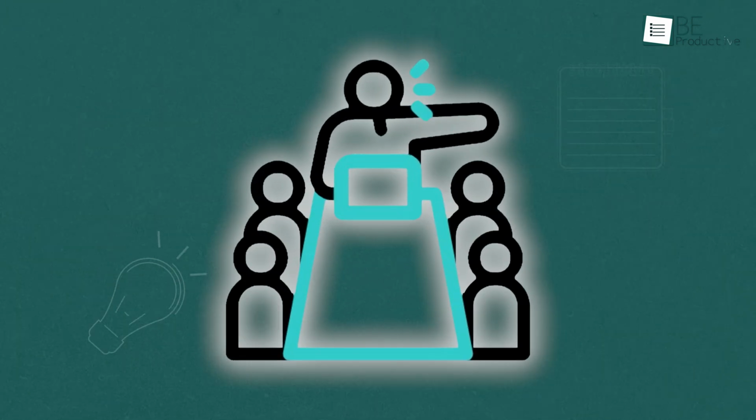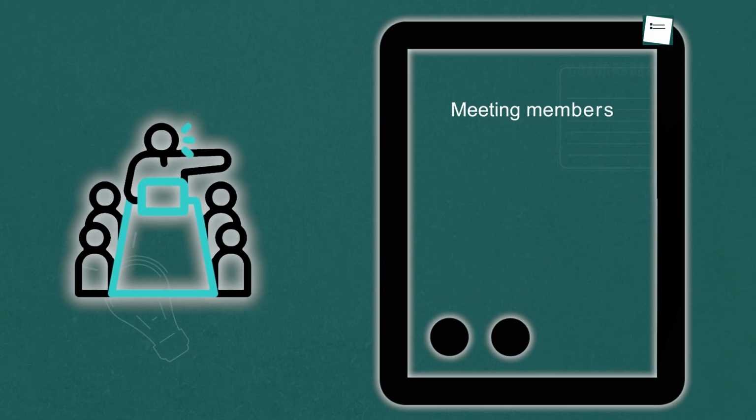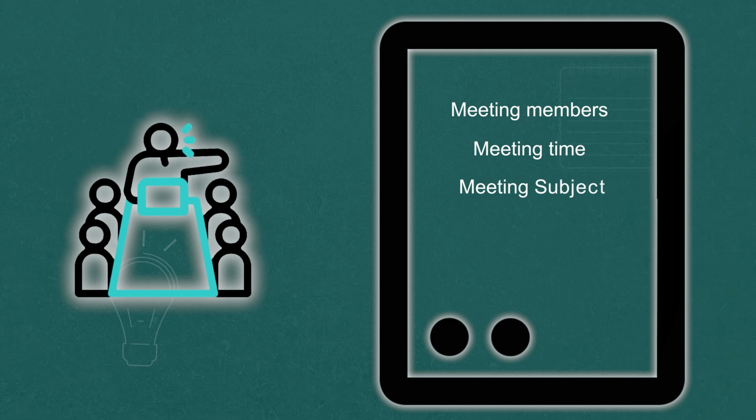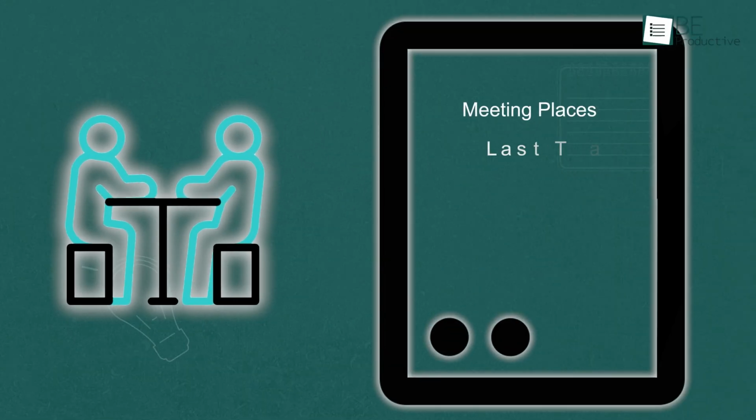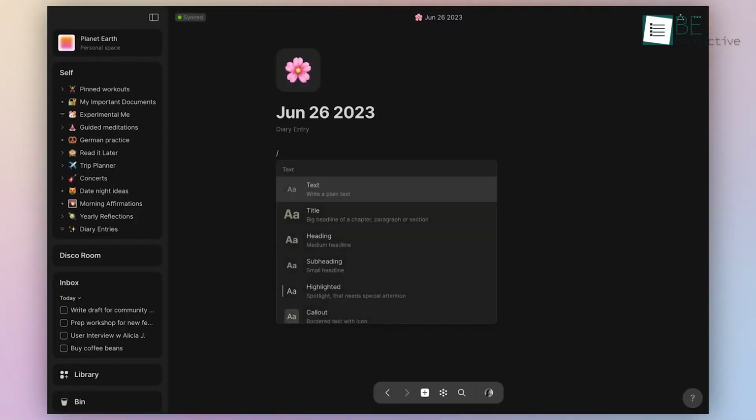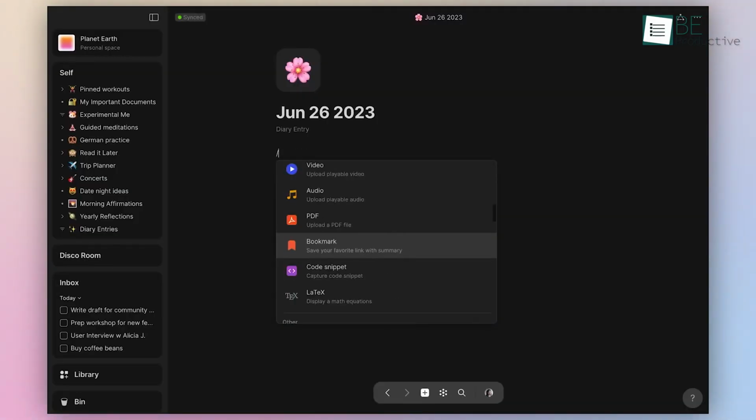If you're taking notes about a meeting, you get spaces to write down who was there, when it happened, and what everyone talked about. For keeping track of people you meet, you can write down where you first saw them and when you last talked to them. Apps like Anytype and Capacities make this super easy to do.